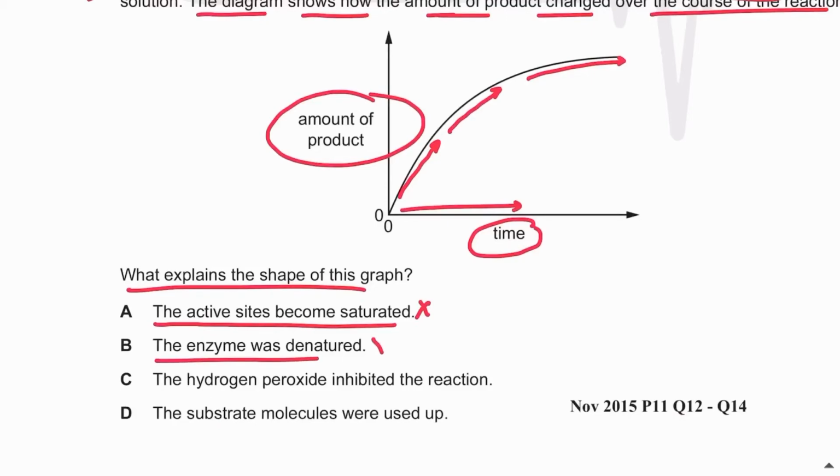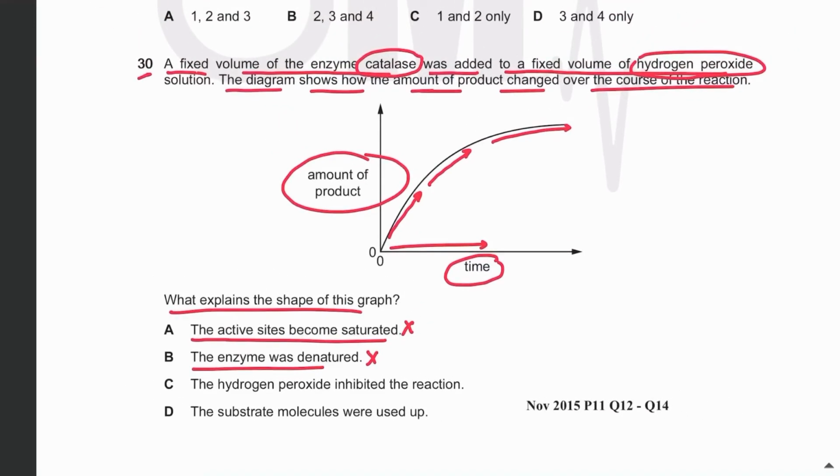The enzyme was denatured. Guys, we don't have any information in the question which says that the enzyme is denatured, right? They did not tell us about the temperature or pH or any change during the reaction. The hydrogen peroxide inhibited the reaction. Guys, hydrogen peroxide cannot inhibit the reaction because hydrogen peroxide is the substrate of the catalase. It cannot inhibit the catalase.